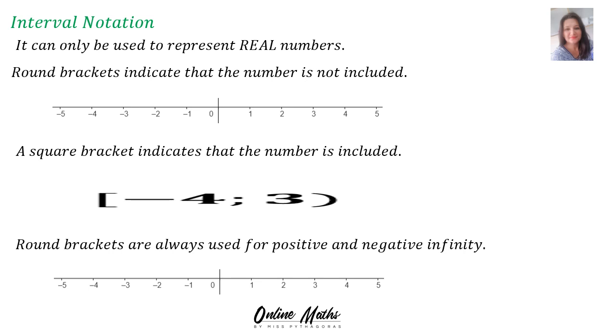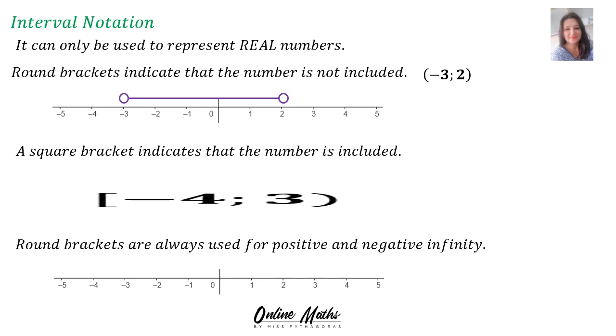Interval notation can only be used to represent real numbers. Round brackets indicate that the number is not included. So when I give you (-3, 2) with round brackets, then on a number line you will say negative 3 and you make it an open circle. On 2 there's an open circle and then you join the 2 with a line. That means the solution lies between negative 3 and 2, all the numbers that you find there.